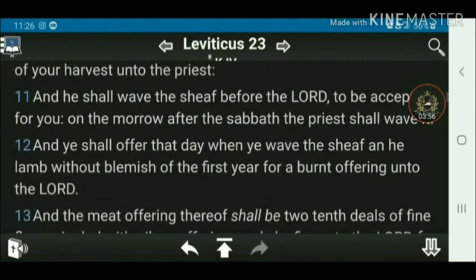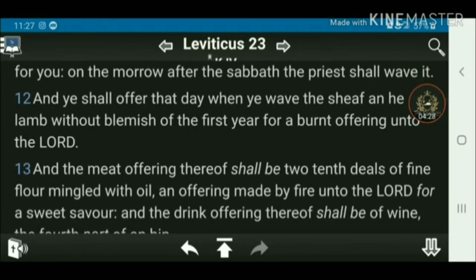And ye shall offer that day, when ye wave the sheaf, an he lamb without blemish of the first year for a burnt offering unto the Lord. And you know that lamb without spot or blemish is Yahweh Shai. Right? He is the first fruits of the dead. But this is also pointing to those spirits that he created from the beginning, the first fruits, which is the 144. This is the heave offering or the wave offering.